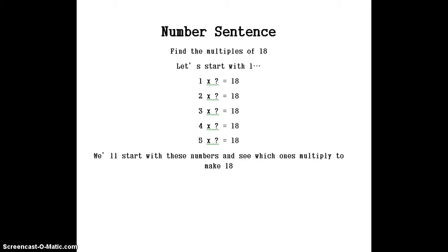So to find the multiples of 18, we'll just start with 1. Is there anything that we can multiply by 1 to get 18? How about 2 or 3 or 4 or 5? This is what we'll do, and we'll start with these numbers to see which of these first numbers might be a multiple of 18. We know that when a number is multiplied by 1, the number does not change. So this one is easy. 1 times 18 is 18. So yes, 1 is a multiple of 18.